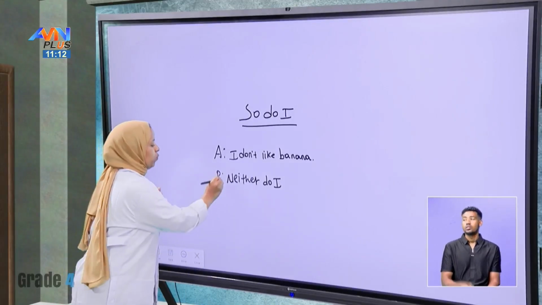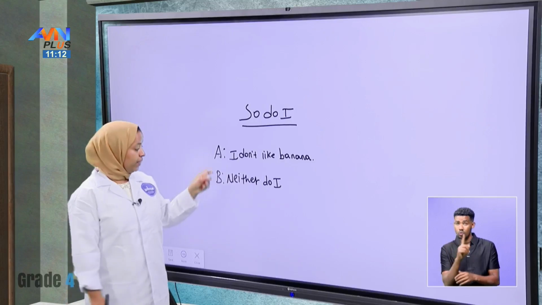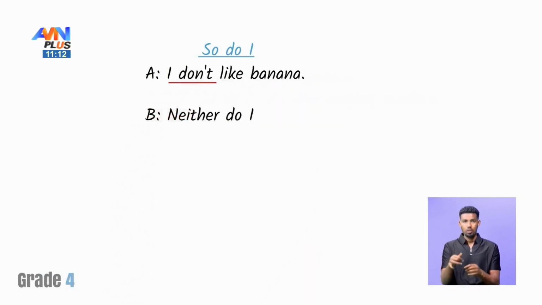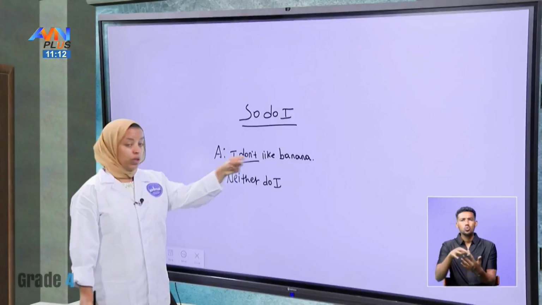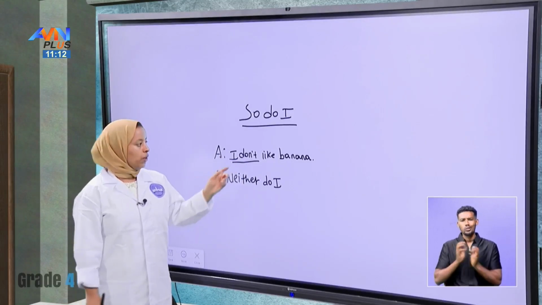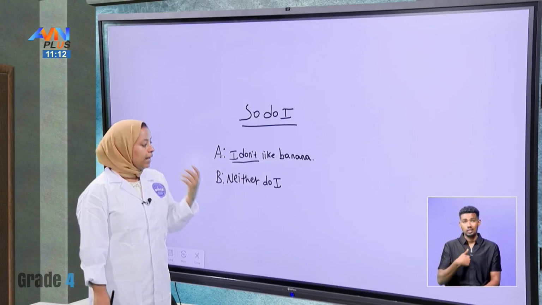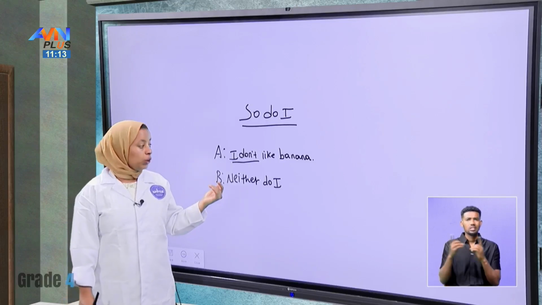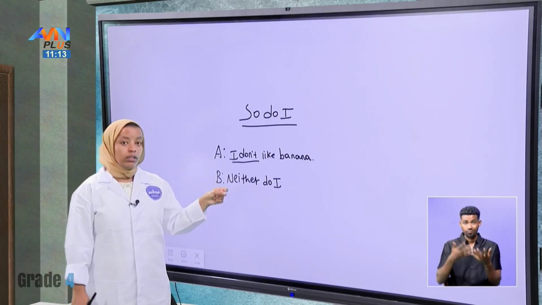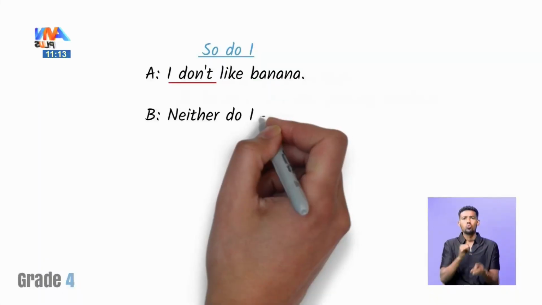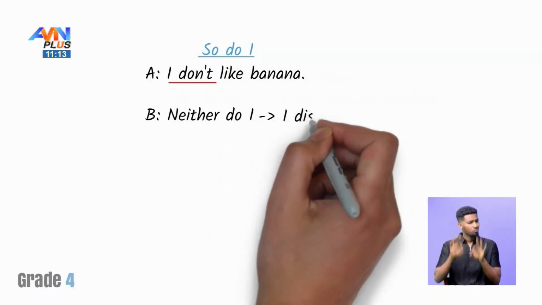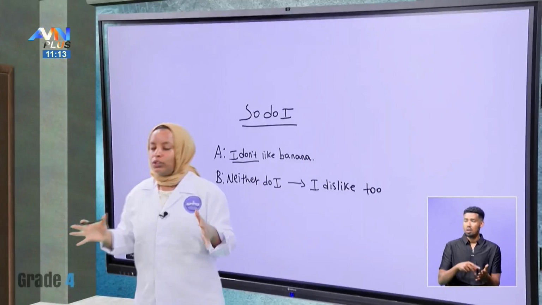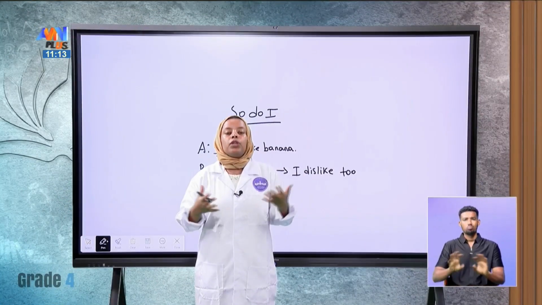Here is an example. When you say a negative sentence, here is I don't, because when we try to express what you don't prefer, we just use don't like or hate or dislike. So I don't like banana. So student B can say, instead of I don't like or I dislike, there is a short form, neither do I. It means I don't like it too. It means both of you don't like banana.